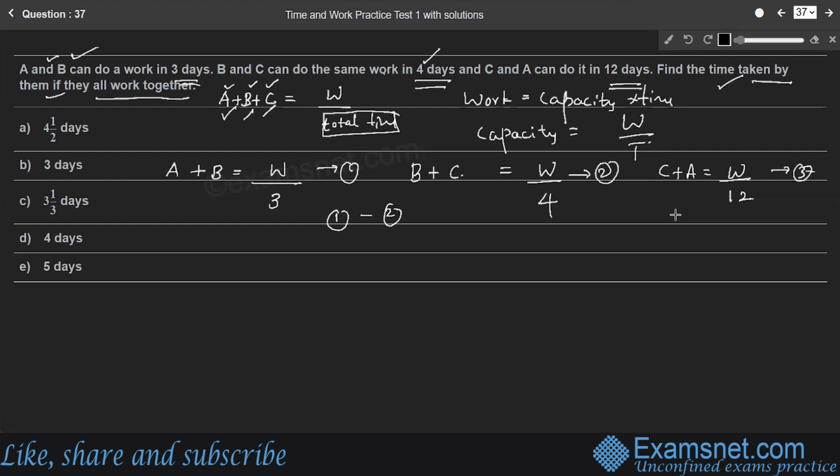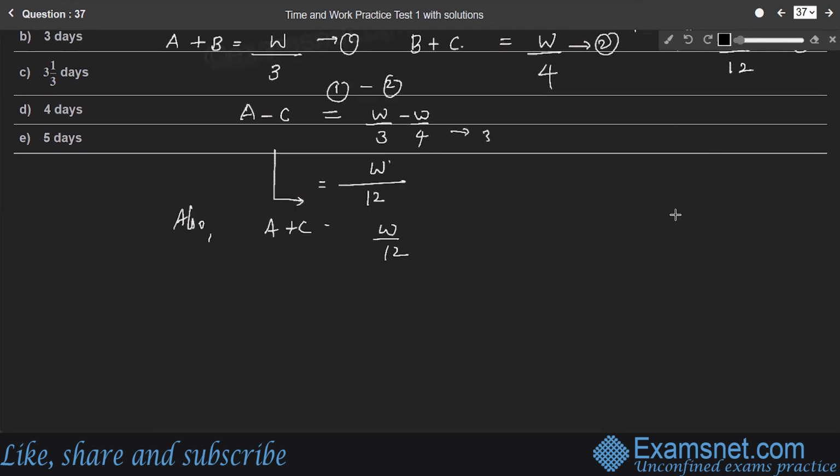So equation 1 minus 2 gives A minus C in the LHS. So W by 3 minus W by 4. Since the LCM is 12, 4 minus 3 W is W. W by 12 is A minus C. Also, C plus A, or A plus C, is equal to W by 12. Simplify it.